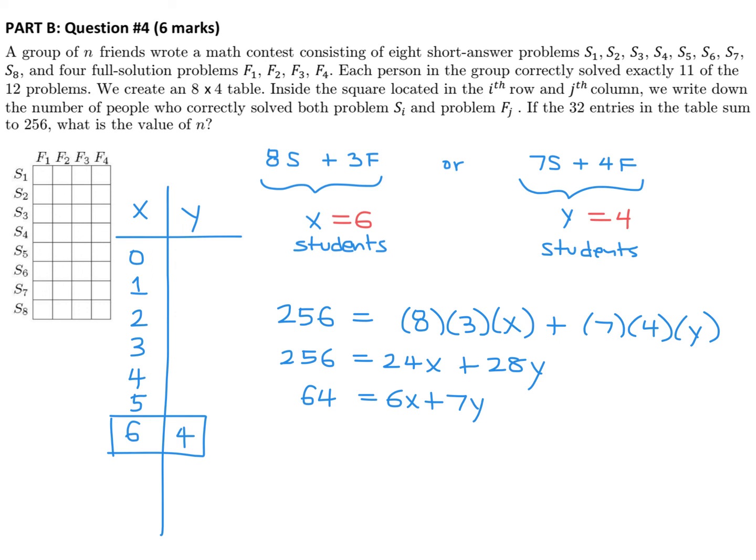So what are they asking for in this question? The value of N, which is what? A group of N friends. So how many friends are there in total? Well, the total number of friends is x plus y, which would be 6 plus 4, which is 10. 10 is the answer to this question.